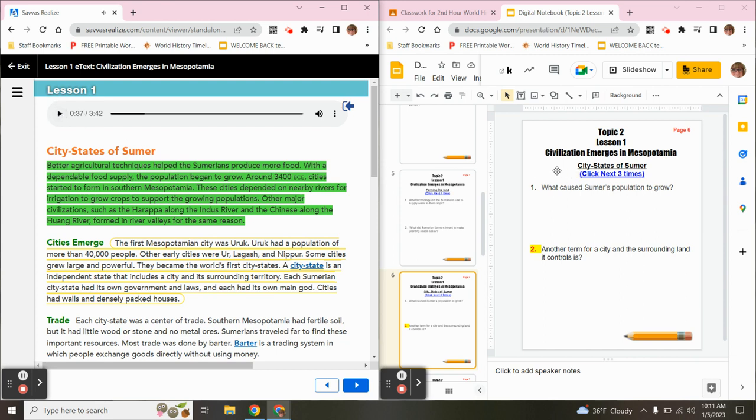Number 1 on page 6 of your digital notebook. What caused Sumer's population to grow? You will find that answer in this green highlighted paragraph.